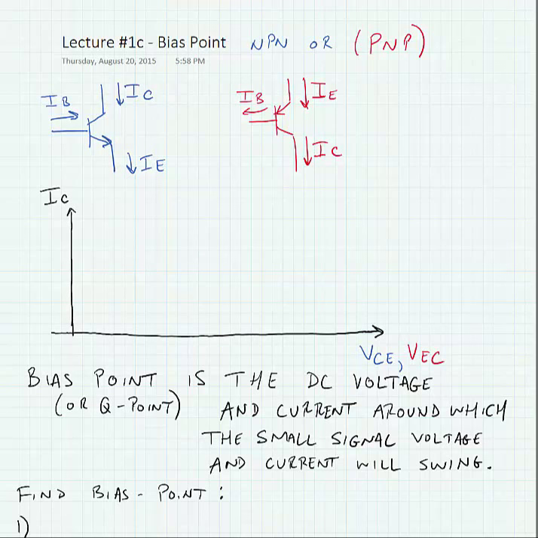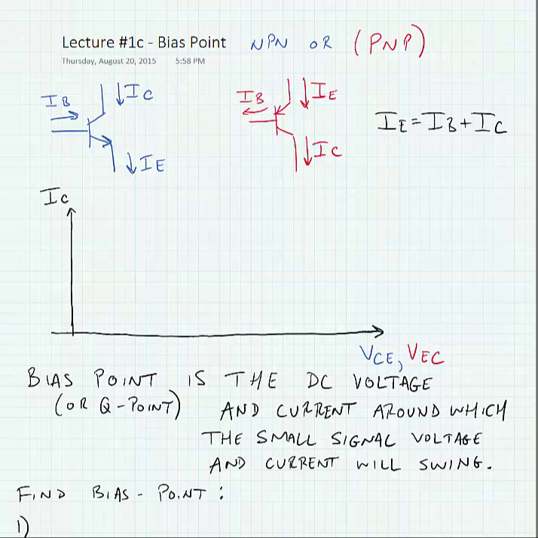If we have base current and collector current flowing into a transistor, both of those currents end up in the emitter. And so we can write, whether it's an NPN or a PNP transistor, that the emitter current is equal to the sum of the base current plus the collector current, with a simple KCL expression at the emitter.